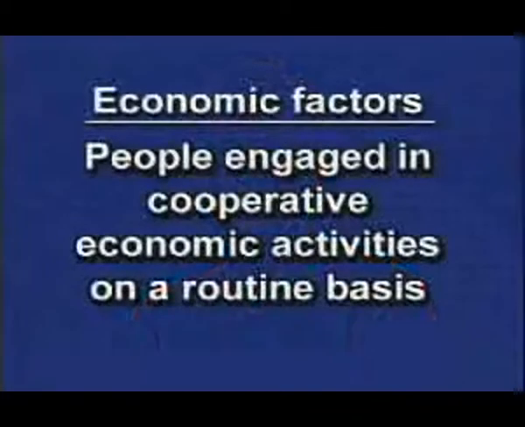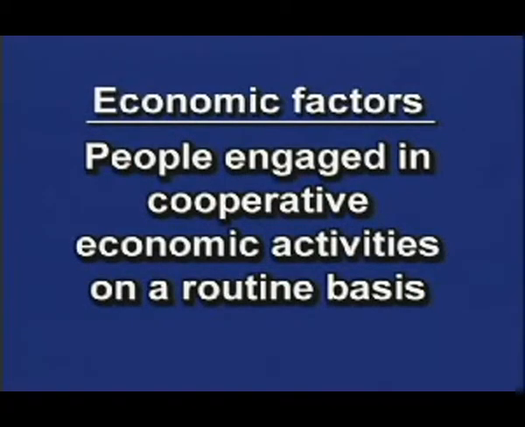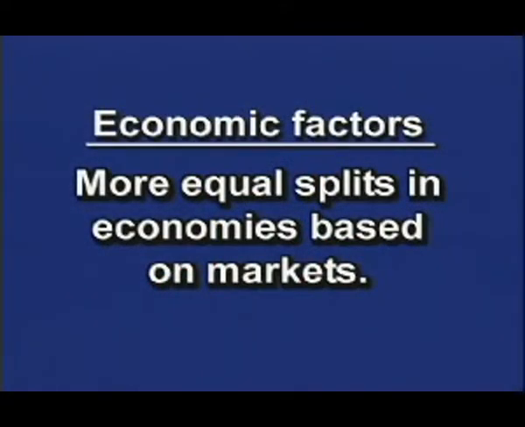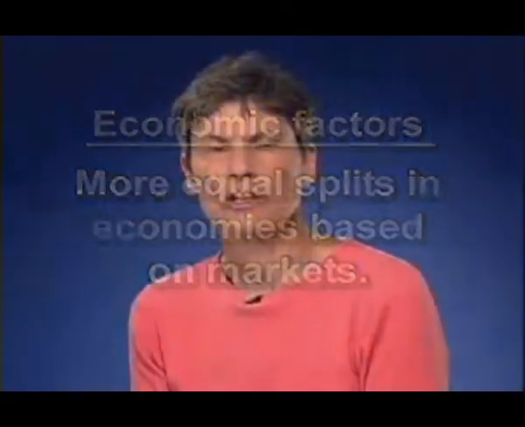When these experiments were conducted with people in many different cultures, the researchers found 2 factors that reliably predicted when splits were more likely to be relatively equal: 10-10s, 11-9s, 12-8s. The first factor was that the people in the society engaged in cooperative economic activities on a routine basis. For example, in a Pacific Island whaling culture, people worked together to get their food. The second factor was that more equal splits were found in economies based on markets. The greater the market integration, the higher the incidence of relatively equal splits.